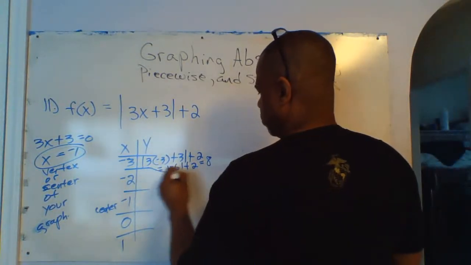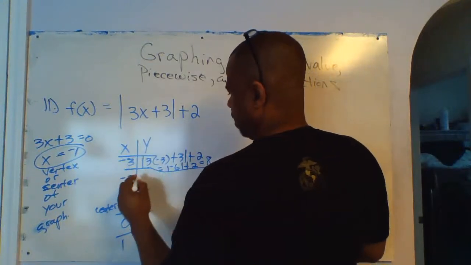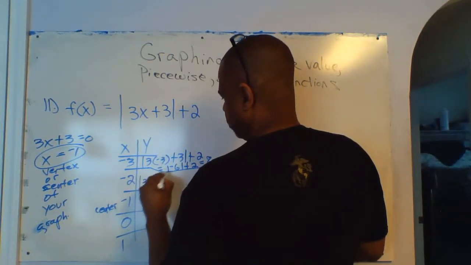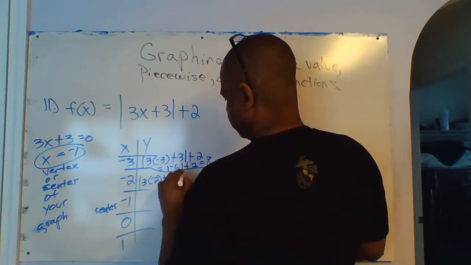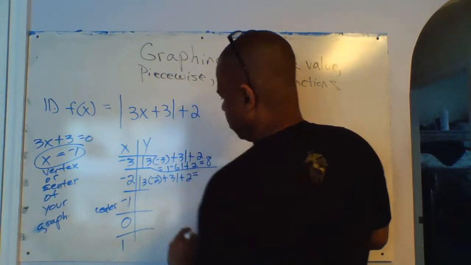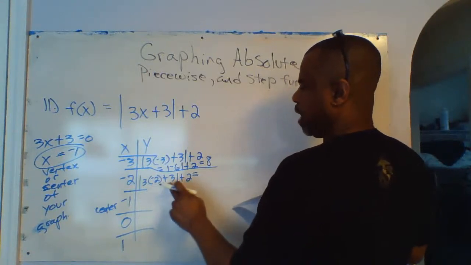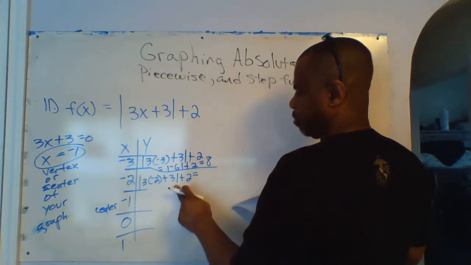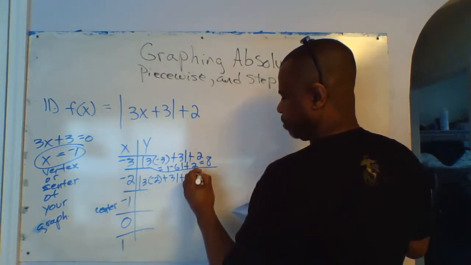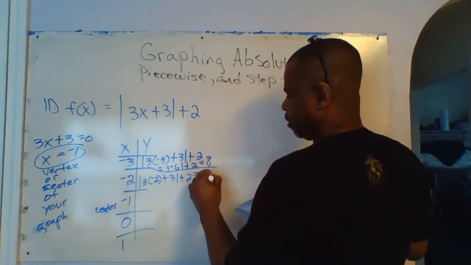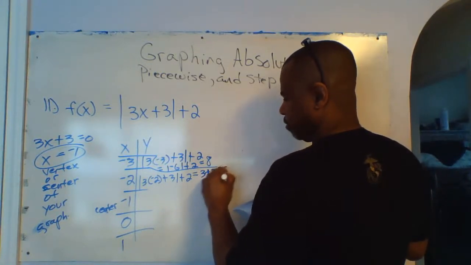Now come back. We're going to plug in -2. So the absolute value of 3 times -2 plus 3, plus 2. We know 3 times -2 is -6, and -6 plus 3 is -3. But the absolute value of -3 is 3. So we have 3 plus 2, which is 5.